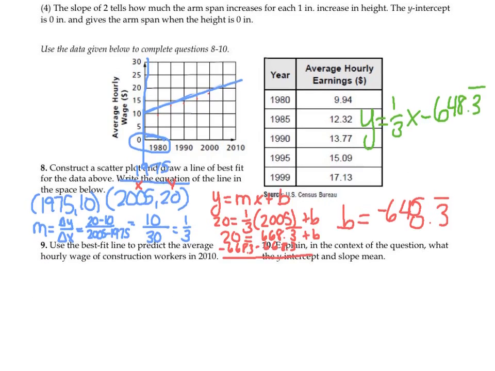Noticing 2010, that's a year, so that's one of my x values. You just plug that in for x and solve for y. Okay. And then we're going to explain what the y-intercept and the slope mean. So the m was 1/3, b was negative 648, and you guys can go ahead on your paper right now and explain what they mean in the context of this question. If you have any questions, please let us know.